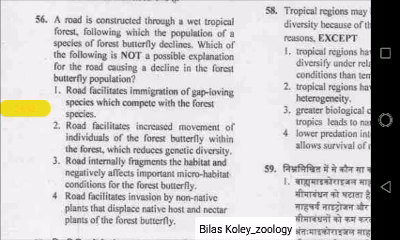immigration of gap-loving species which compete with the forest species. Road facilitates increased movement of individuals of the forest butterfly within the forest, which reduces genetic diversity. Road internally fragments the habitat and negatively affects important microhabitat conditions for the forest butterfly. Road facilitates invasion by non-native plants that displace native host and nectar plants of the forest butterfly. In these questions, the right option is option 2.